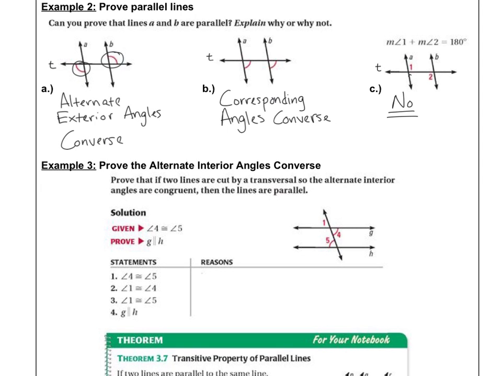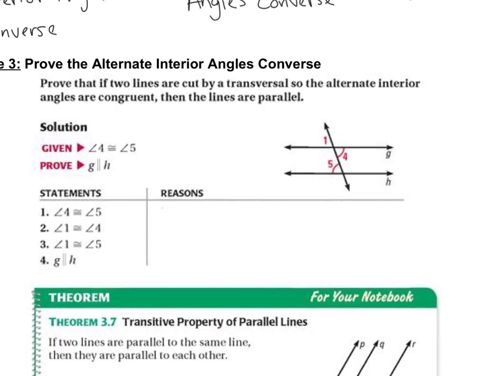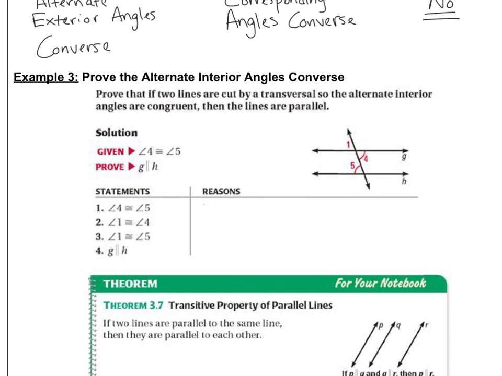And last but never least, we wouldn't be complete without some type of proof. We are going to prove the alternate interior angles converse. Given this picture over here, we want to prove that the two lines are parallel. No numbers involved; we just have to prove it based upon the information that we have. So angle 4 is congruent to angle 5. That is given to us.